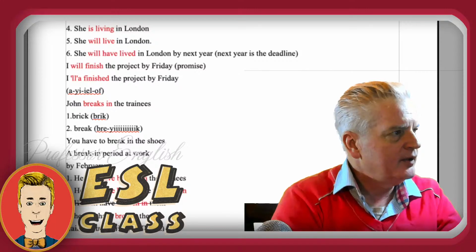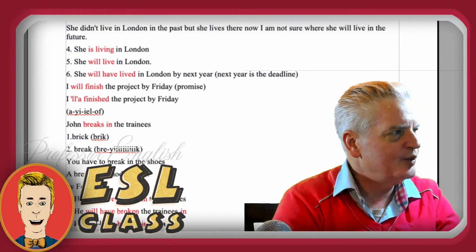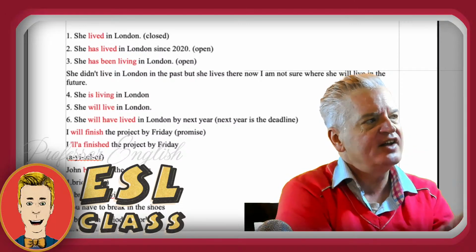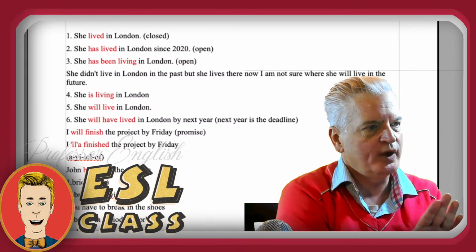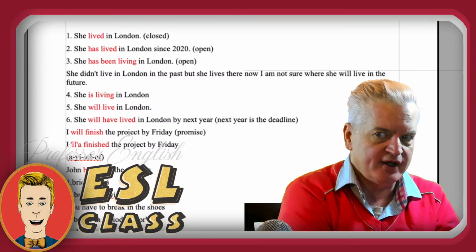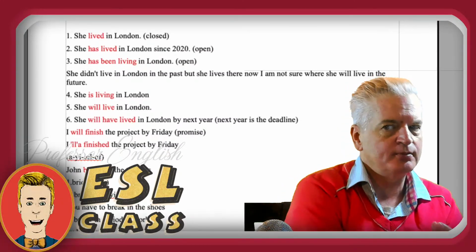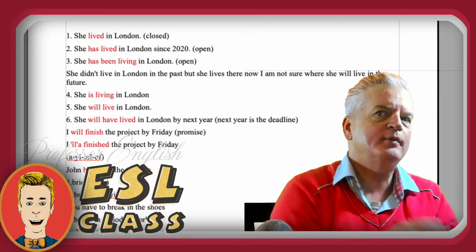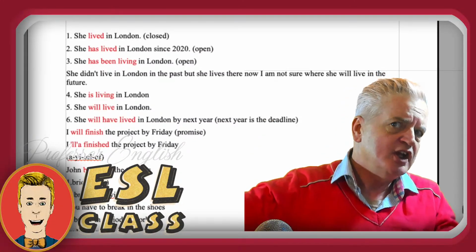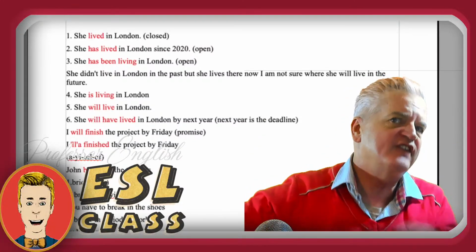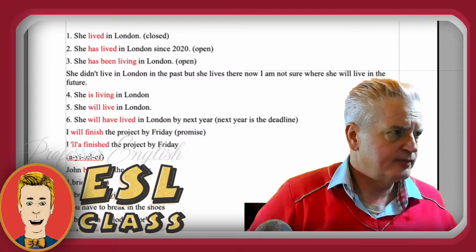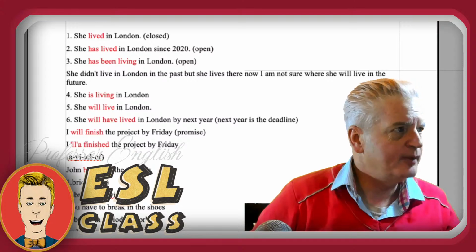Okay, now let's look at number 2. She has lived in London since 2020. You can use since. You can tell me when it started, because that's what present perfect means. It means it started in the past, and somehow it's still open. So you cannot talk about when something finished, because present perfect is open. You can only tell me when it starts.